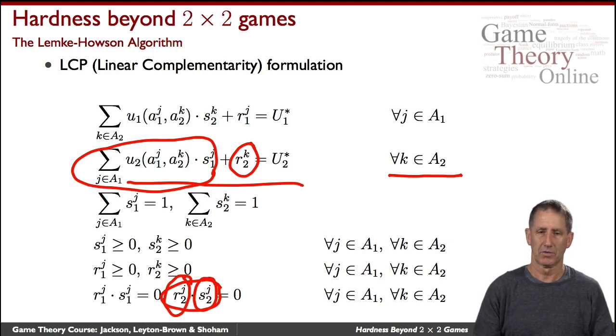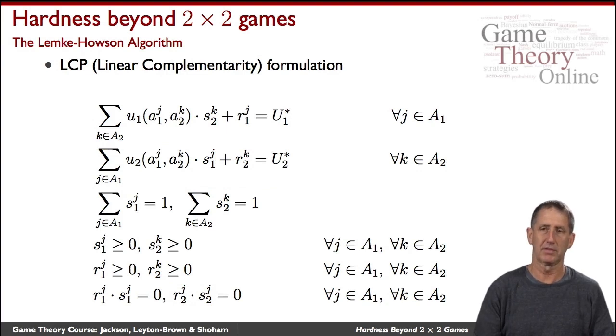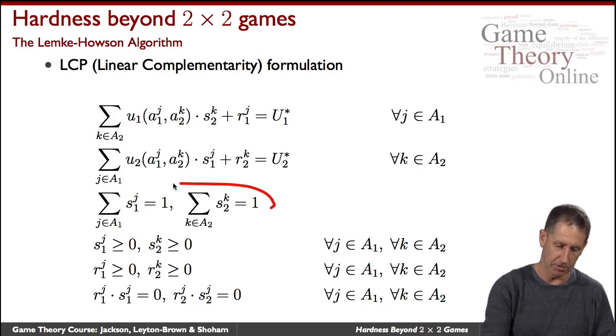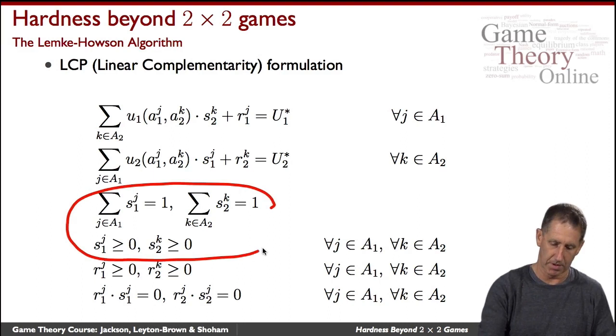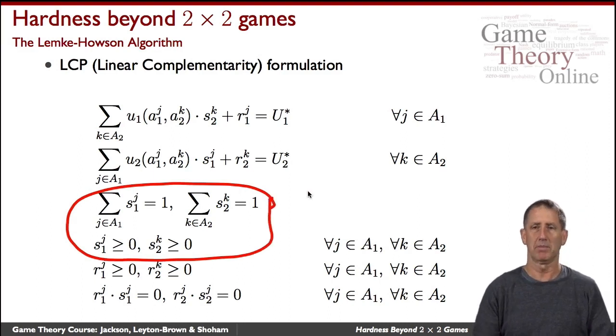Okay, so this is the nature of this mathematical optimization program. And of course I forgot to mention, we want the S's to be a probability distribution, so they sum to 1 and they're all non-zero. All right, so this is our linear complementarity program.